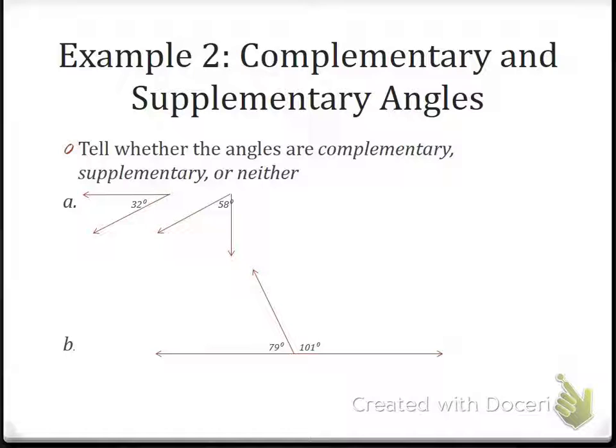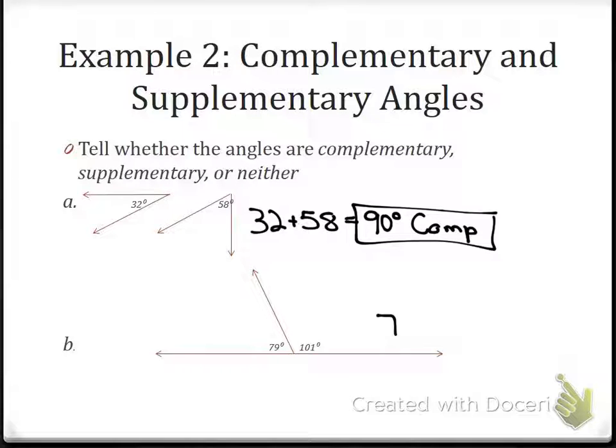So when we add 32 plus 58, go ahead and add those together. What is going to be your total angle measure? 90. Alexis, what's going to be your total angle measure? Add them together. What is it? It's 90. So guess what? They're complementary, because they're exactly 90.